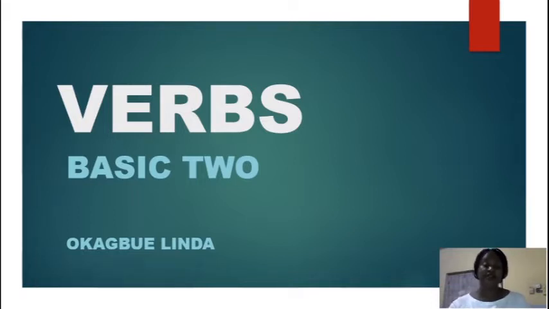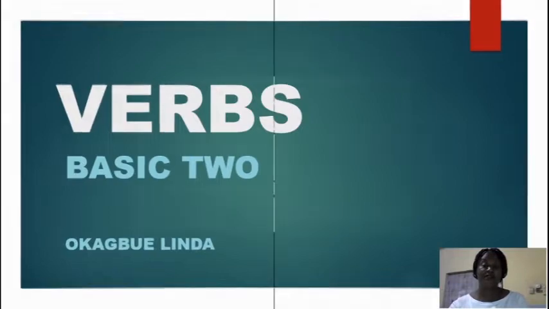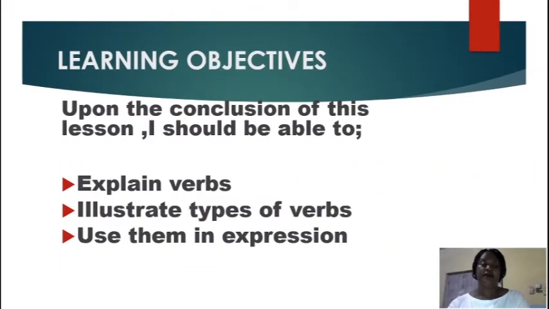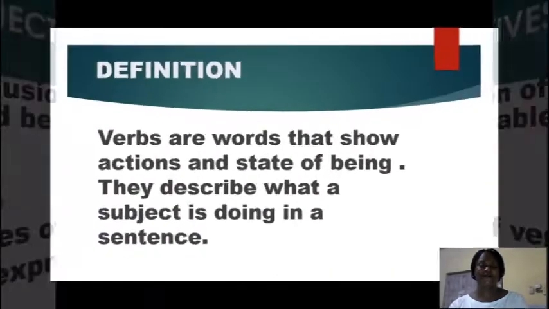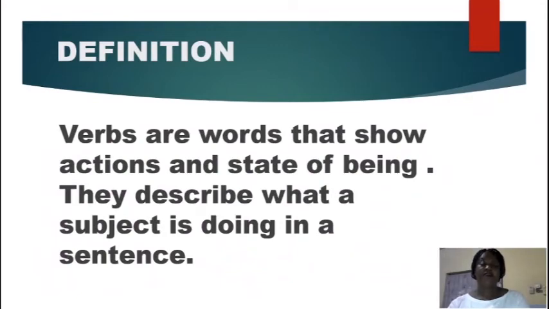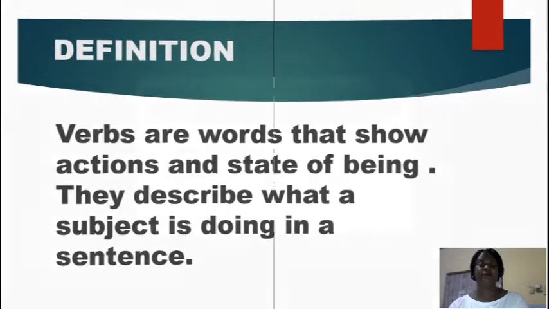Before we start the lesson, let's look at our learning objectives. Upon the conclusion of this lesson, I should be able to explain verbs, illustrate types of verbs, and use them in expressions. Verbs are words that show actions and state of being. They describe what a subject is doing in a sentence.